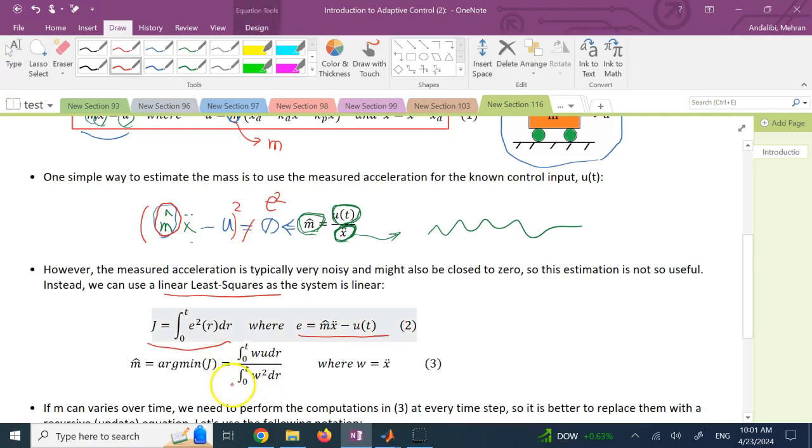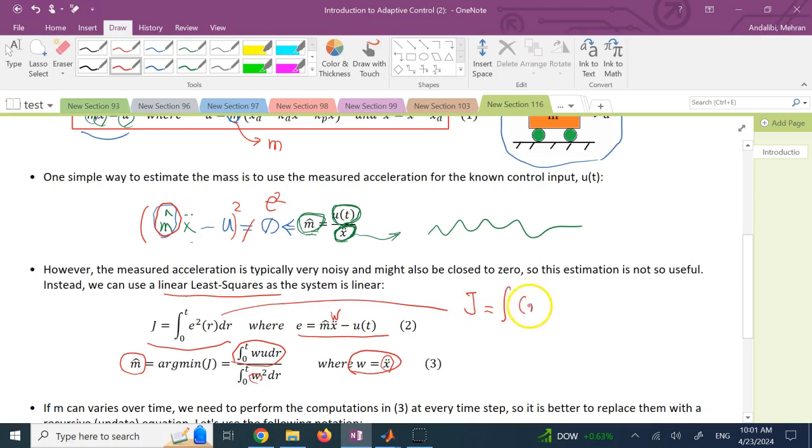And as you know from your simple least squares, if this is E, the solution to that is going to be what? M hat equals integral of wu dt over integral of w squared dt, where w here is the same as what? The acceleration. We can say w is the measured acceleration, right? So in this case, E is basically what? M hat w minus u.